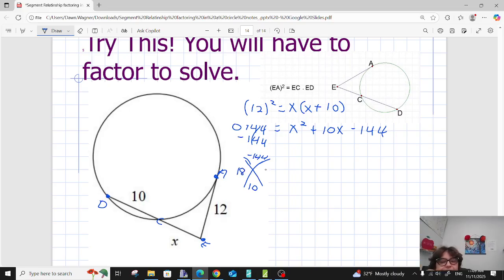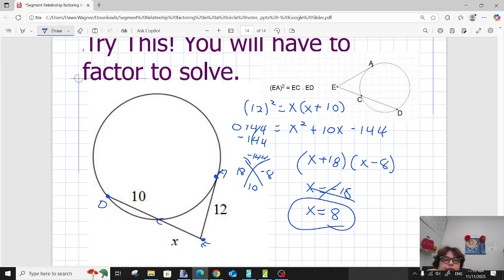18 and minus 8. And so it'd be x plus 18, x minus 8. And then you'd have x could equal negative 18. That can't happen because that length can't be negative. And then x equals 8. So x would have to equal 8.